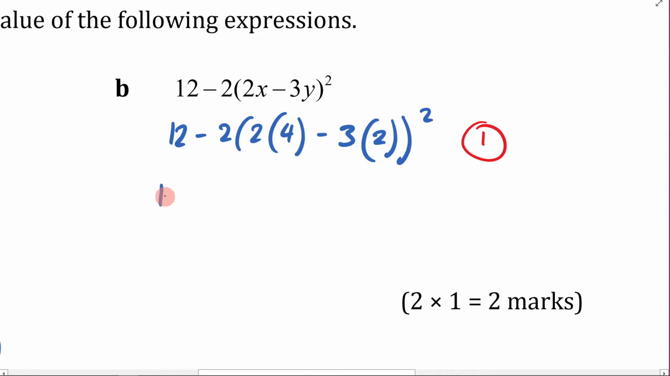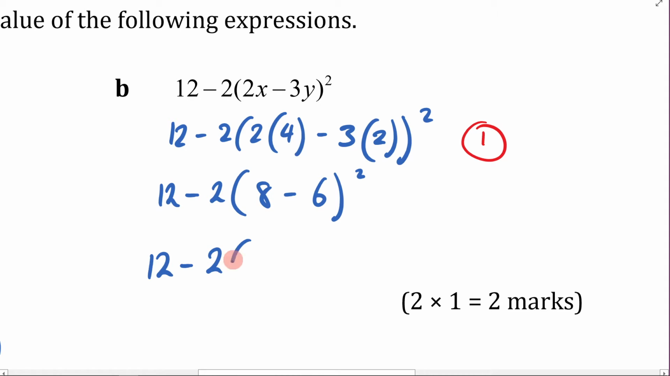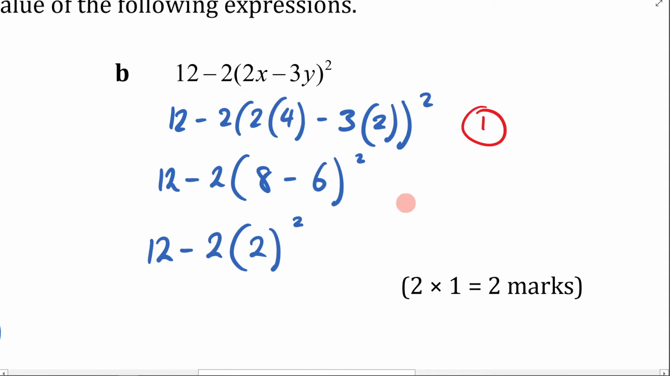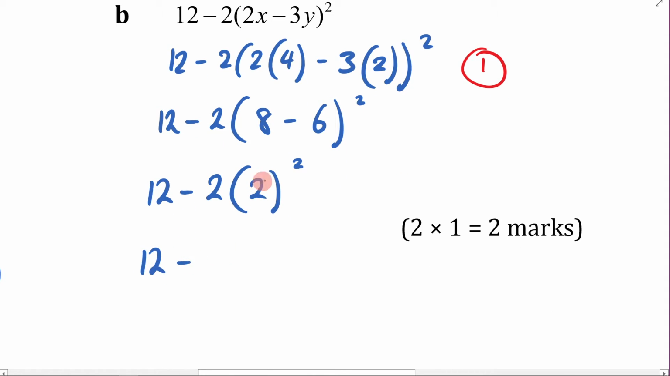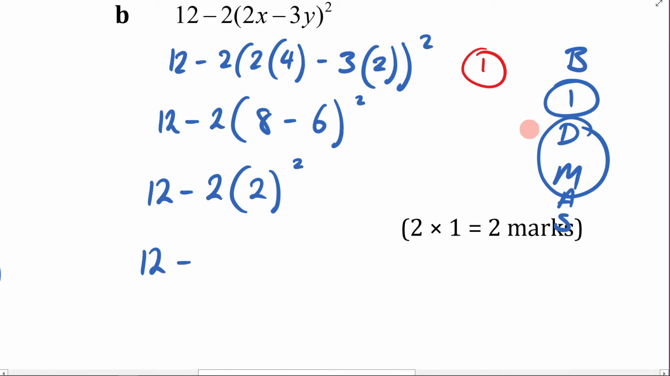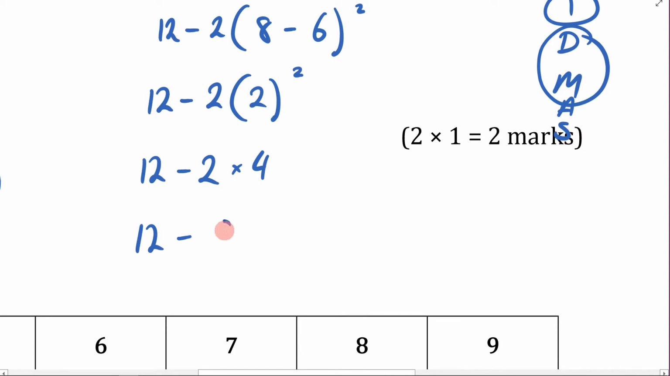So this is going to become 12 minus 2, 8 minus 3 2s are 6, squared. Notice how I'm following BIDMAS. Now I'm doing what's inside the brackets. 8 minus 6 is 2 squared. And then this will become 12 minus... Now, when you're in this situation, you want to do the indices first, because remember BIDMAS, you do indices before division and multiplication. So 2 squared is 4, and then 2 times 4 is 8, and then 12 minus 8 is 4. Bang. All done. 4.